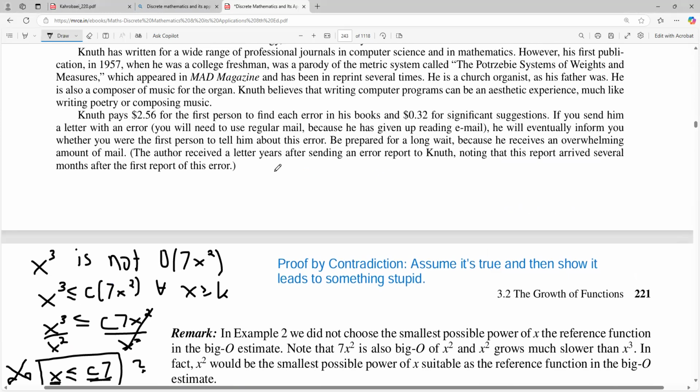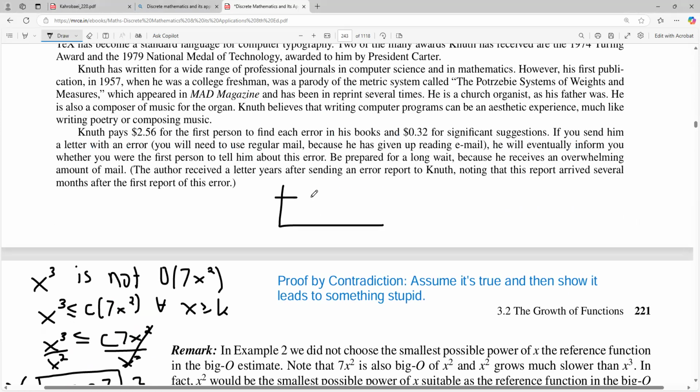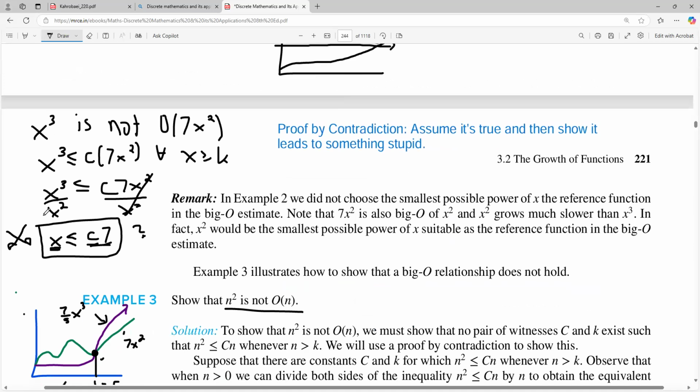Right? So if you want to visualize it, this is a constant. A constant's always one line. And the variable is always going to go up, right? So there will come a point where the variable goes above the constant. So this isn't true. Contradiction. And thus, what we initially assumed is false. And thus, it's not big O. Is everyone okay with that? Does anyone have any questions about this?